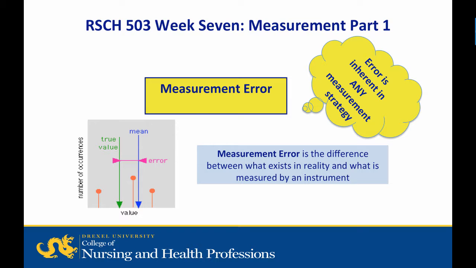No direct or indirect measurement used to measure a phenomenon does so perfectly. Measurement error is the difference between what exists in reality and what is measured by an instrument. It is important to appreciate that error is inherent in any measurement strategy.